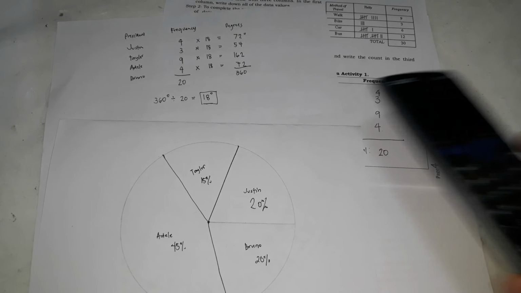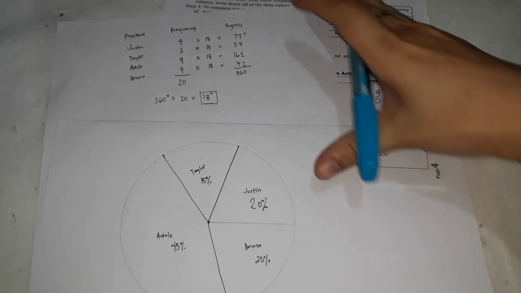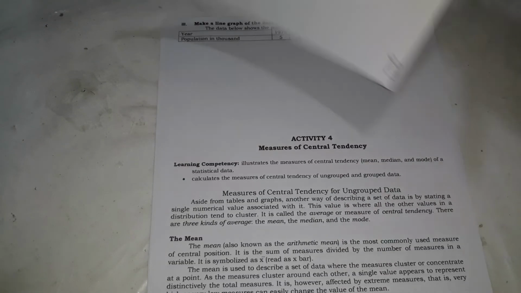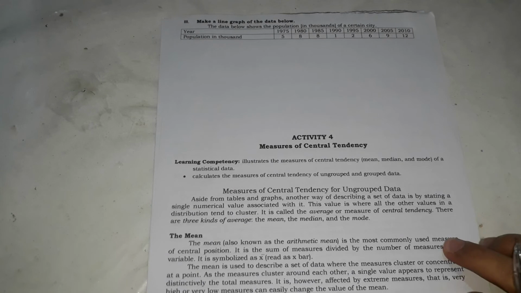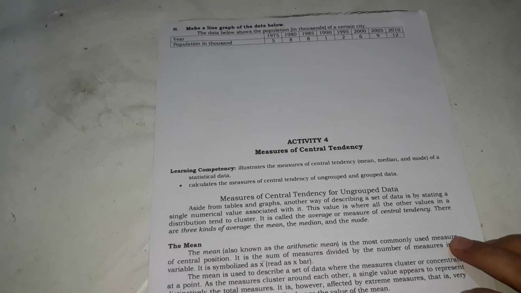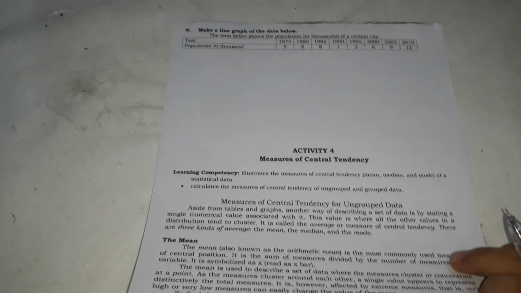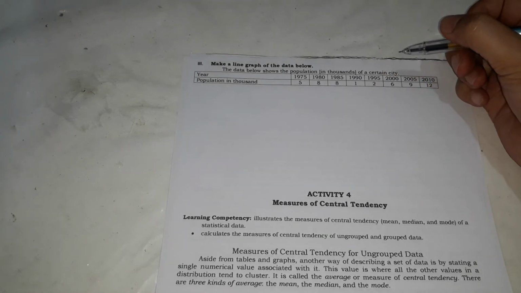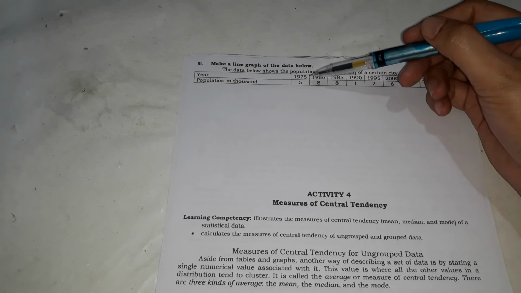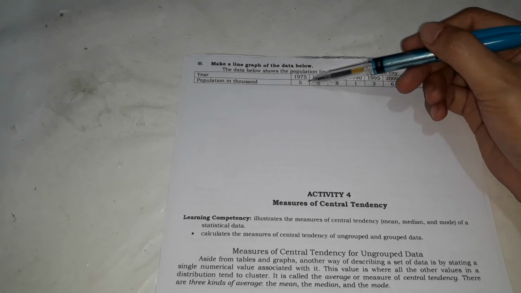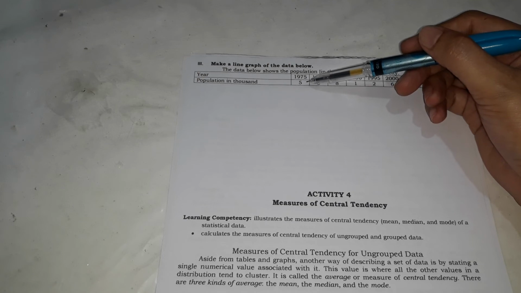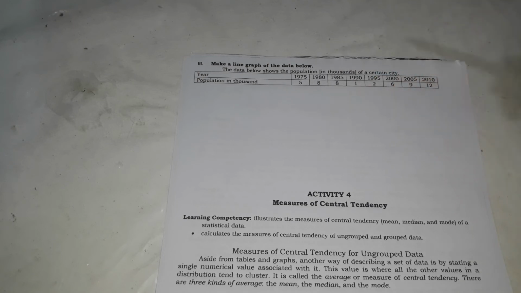Next, we're going to make the last graph, which is the line graph, which is quite easy. Still quite easy pa rin. Madali lang siya. So, this is the given. Make a line graph of the data below. So, the data below shows the population in thousands. This is in thousand in a certain city. For example, the year is 1975. The population in thousand is 5. Nakalagay dito is 5. However, it is understandable that it is 5,000.